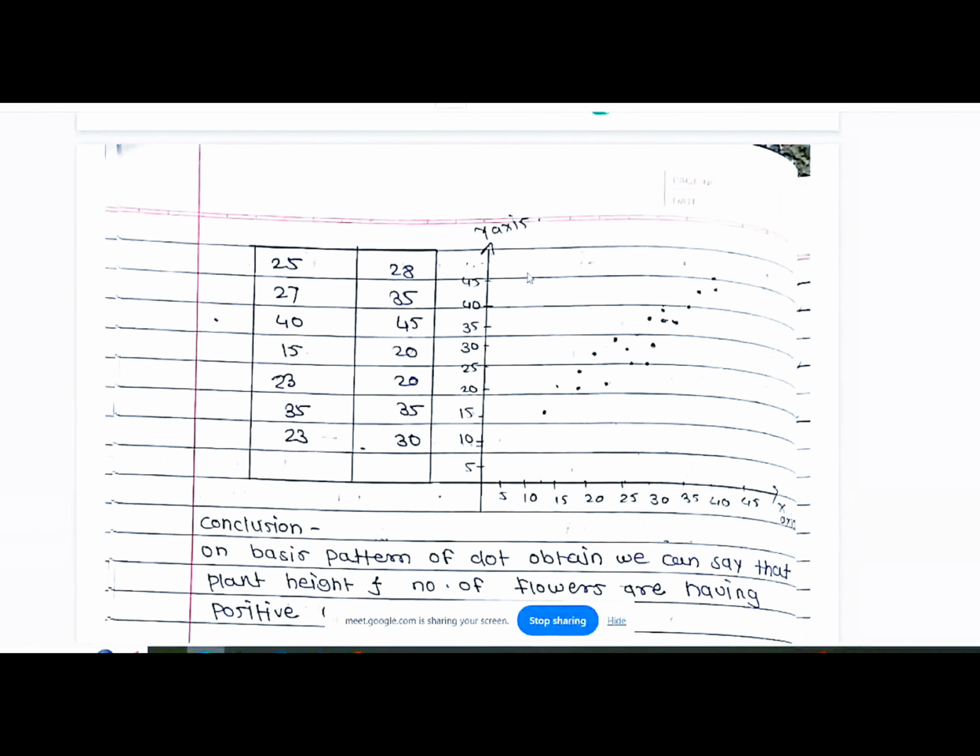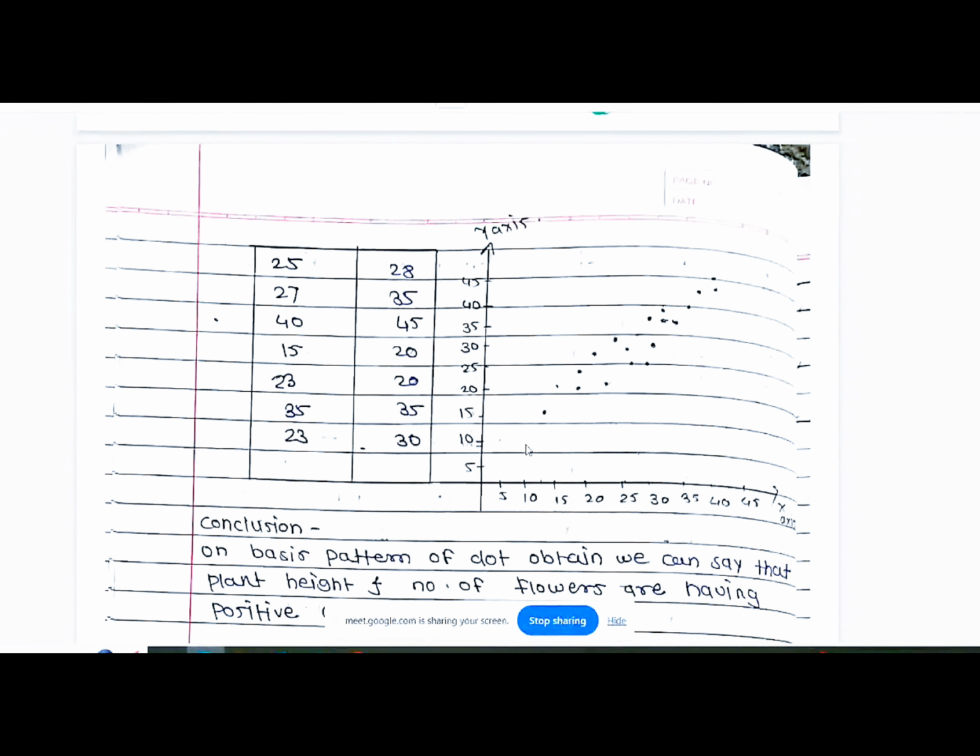Just observe my cursor. If the line is like this, in that case you can say it is negative correlation. That means one increases, the other decreases, or one decreases, the other increases. If the line is like this, you can say it is negative correlation. If the line is like this, you can say it is positive correlation. And if the dots are spread all over the graph or diagram, you can say that there is no correlation. That means variables x and y are non-correlated.